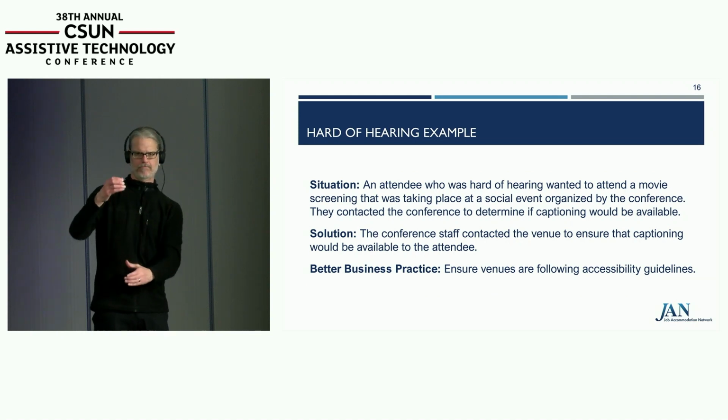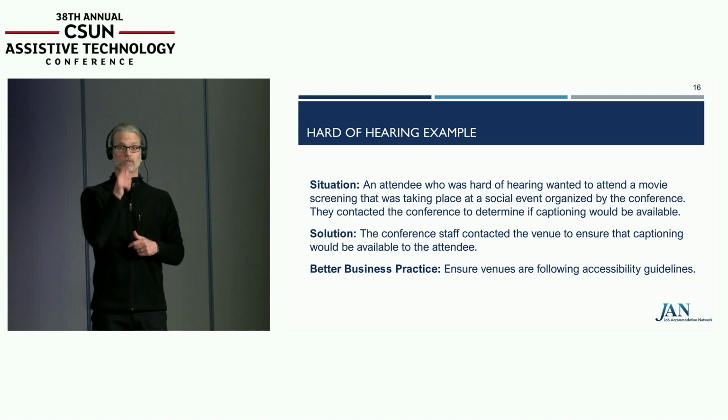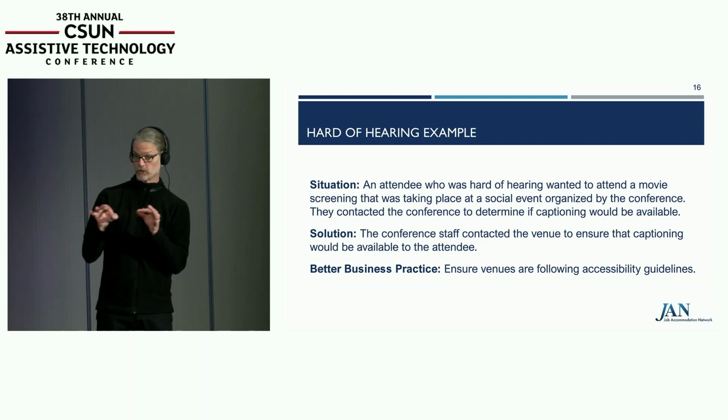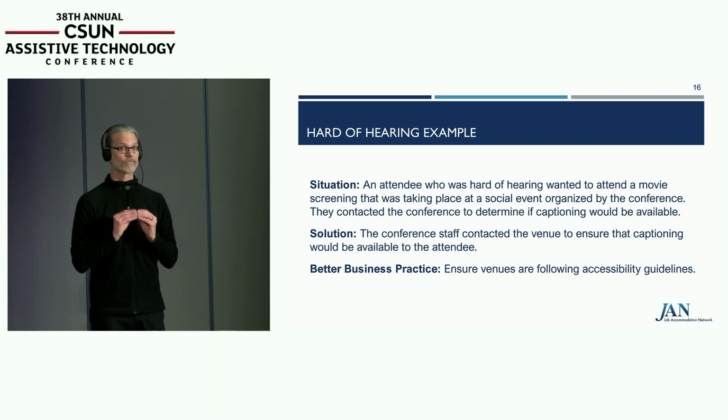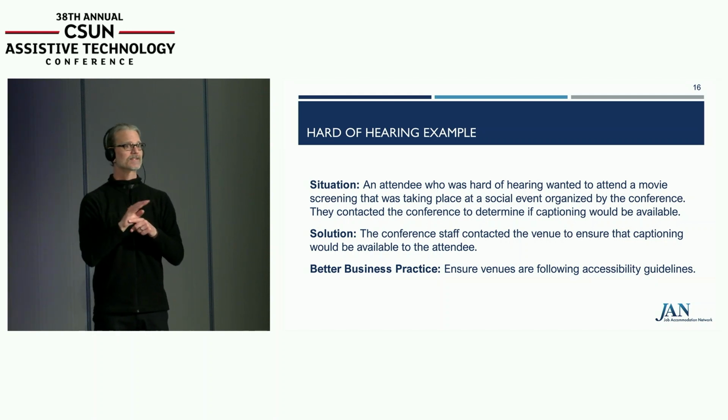Next, we have a hard of hearing example. An attendee who was hard of hearing wanted to attend a movie screening that was taking place at the conference. So they contacted the conference to see, hey, will captioning be available? And the conference staff contacted the venue to ensure that that happened. A better business practice is to ensure that your venues are following accessibility guidelines.